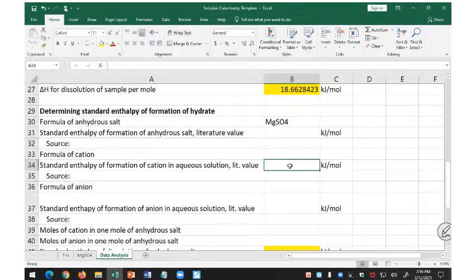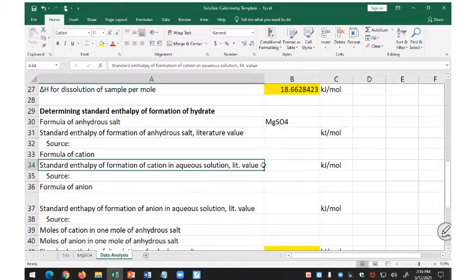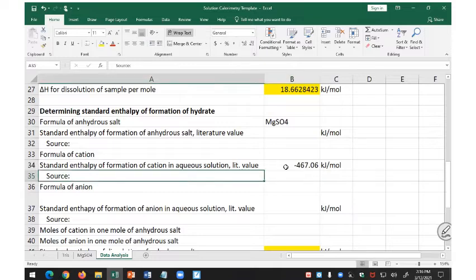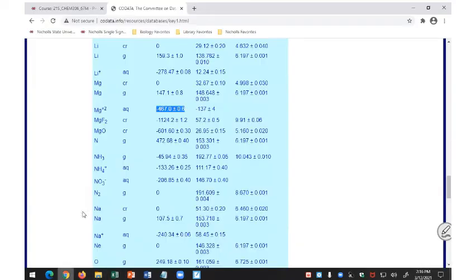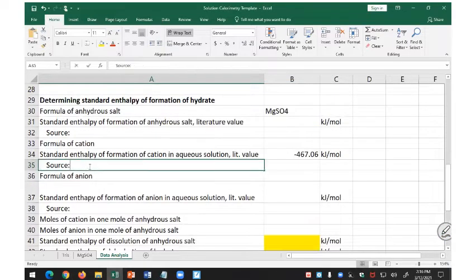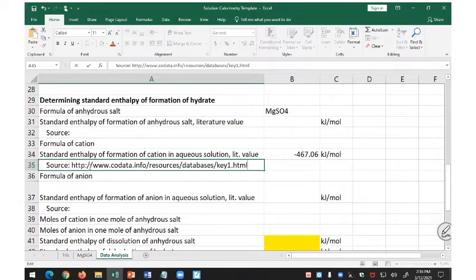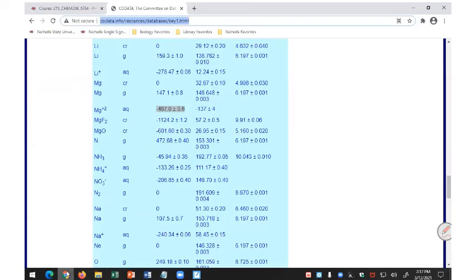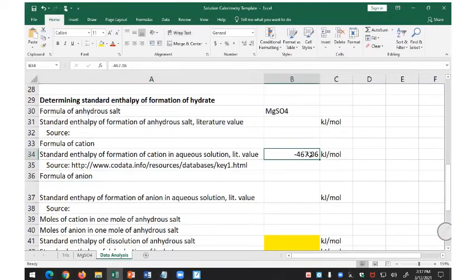Okay, so this is magnesium ions. Your cation is magnesium, right? Minus 467.06. What's our source? This website right here. So for the cation, this is our source. Okay. Minus 467.0 plus or minus 0.6. Okay. Minus 467.0.